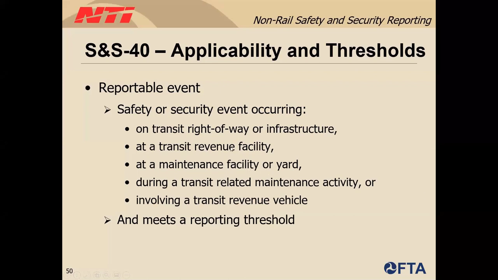Applicability is the same as for the SNS 50s, but let's look at this in more detail. A reportable event is a safety or security event occurring on transit right-of-way or infrastructure, at a transit revenue facility, at a maintenance facility or yard, during a transit-related maintenance activity, or involving a transit revenue vehicle, and meets a reporting threshold.